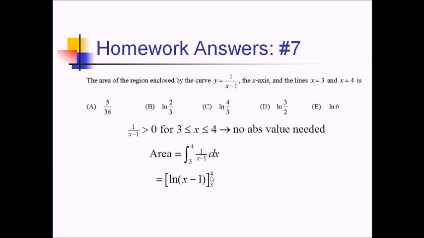So now plugging both these numbers in, I've got the ln of 4 minus 1, which is just ln of 3, minus ln of 3 minus 1, so ln of 2. And that doesn't look like any of the answer choices, so I'm going to have to combine these using log rules. When we subtract logarithms, we're really dividing the things inside to merge it into one big log. So I can write this as just ln of 3 divided by 2. That matches answer choice D.